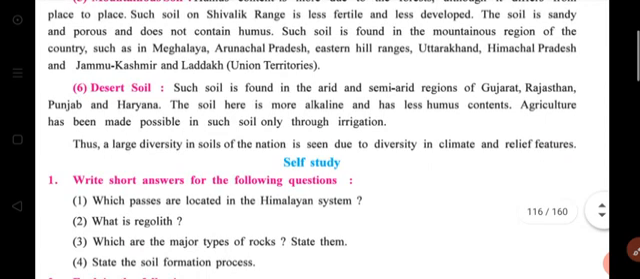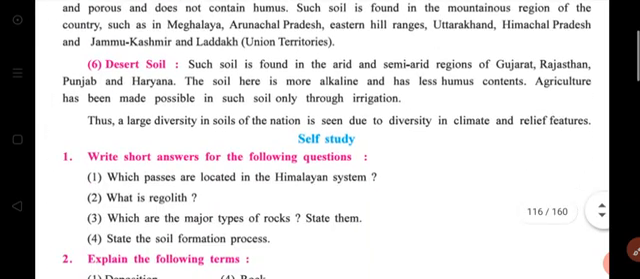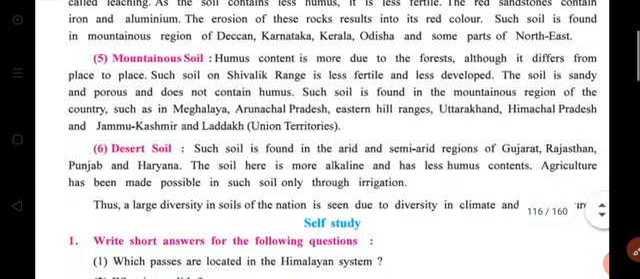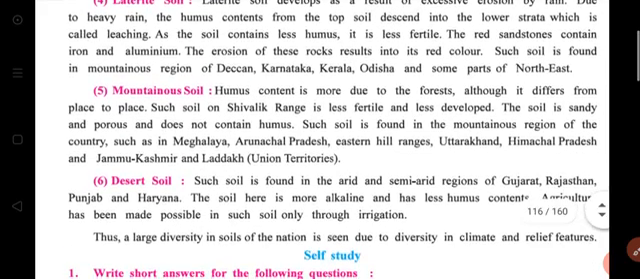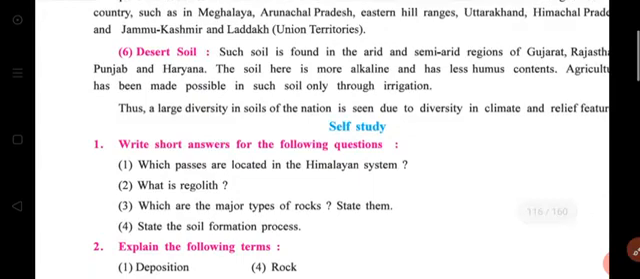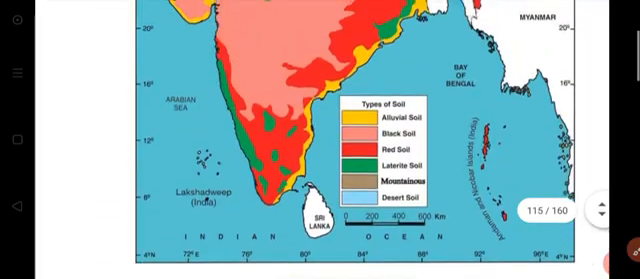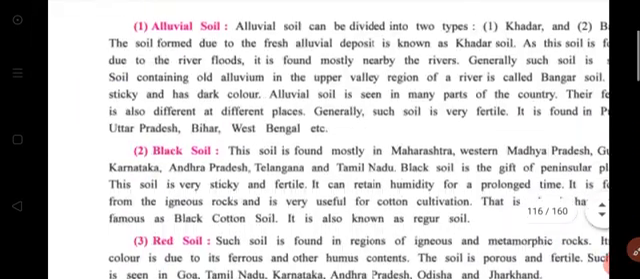So in today's lecture, we have done this chapter, and your homework: in your fair note, write a short note on laterite soil, mountainous soil, and desert soil. And in the rough book, write a short note on rock, mineral, and soil.